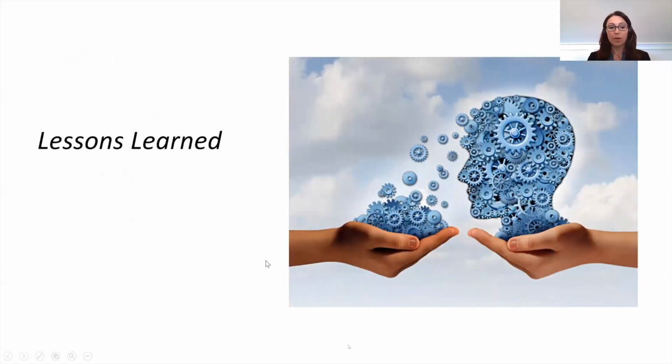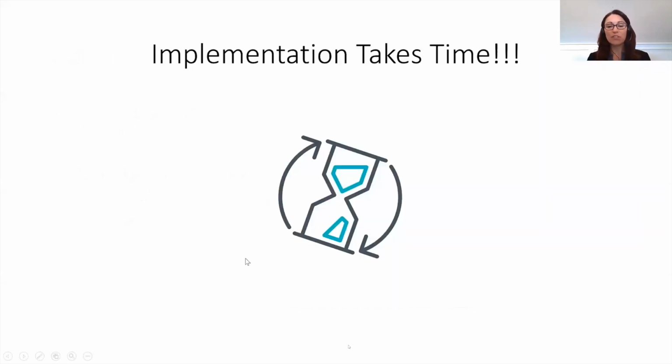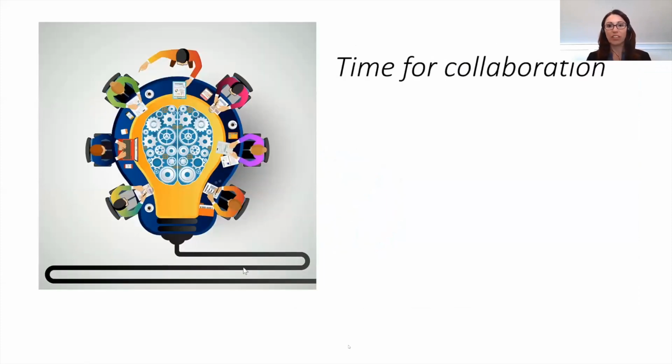So I'd like to wrap up with some lessons learned. First of all, implementation takes time. It's important to be patient. It's important to continuously assess what's going on within the context, because the context itself changes with time as well. It's also important to think of time in terms of what you need to prepare for your grant. Budget for time for collaboration. Budget for the clinicians to be able to meet with you, for the management team to set time aside to be able to meet with the research team and talk about the implementation efforts.